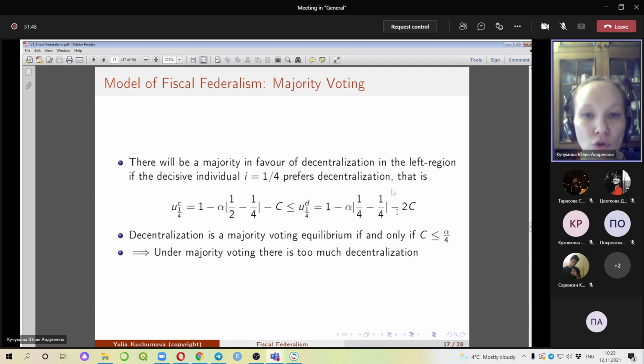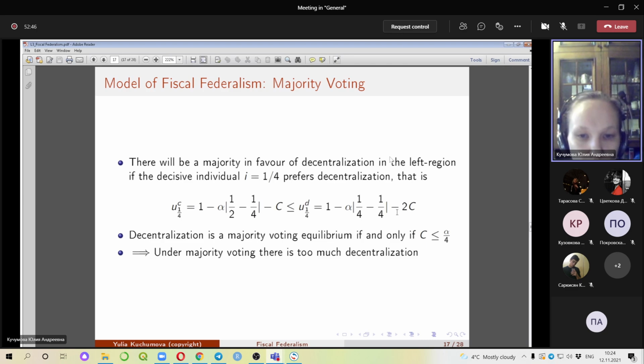So there will be a majority in favor of decentralization in the left region if the decisive individual, which is i equal to 1/4, prefers decentralization. If he prefers decentralization, all the people who live to the left of him would also prefer decentralization. And that means that decentralization would be a majority vote in equilibrium. So what we are going to do is see when it is indeed the case that the person living at 1/4, whom we call the decisive individual, would like decentralization more.